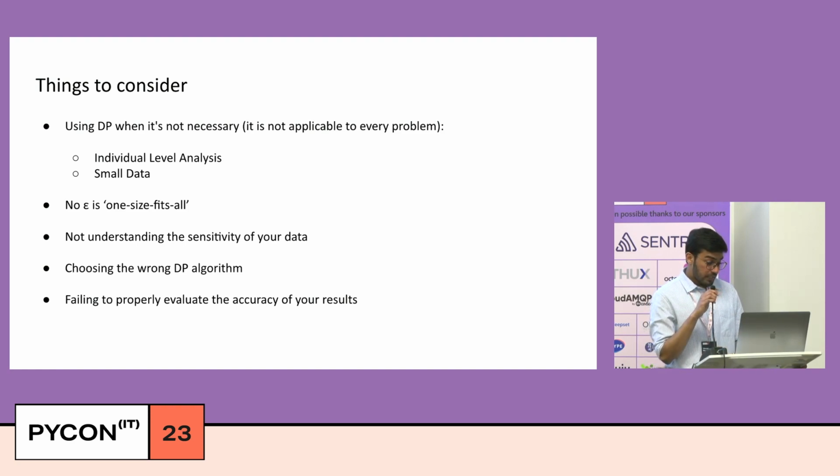Failing to properly evaluate the accuracy of your result. Because we're adding noise, we can expect that the accuracy would not be the actual accuracy of your algorithm, because you're adding noise in the way you either store or query the data. So you need to do a bunch of experiments to figure out the original accuracy of your data.